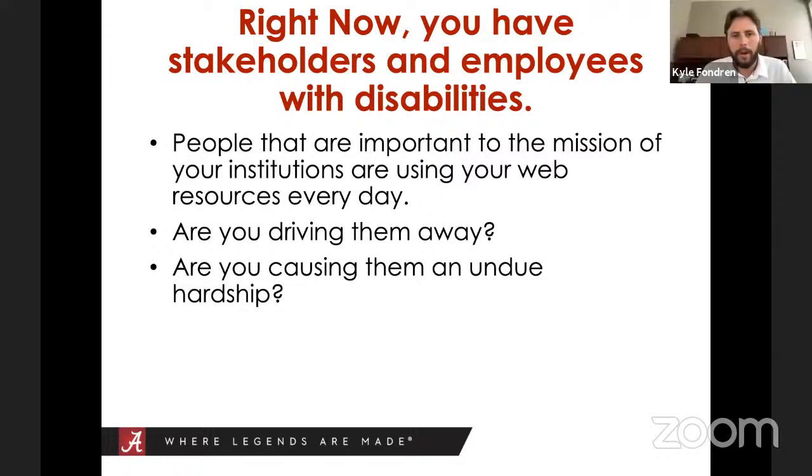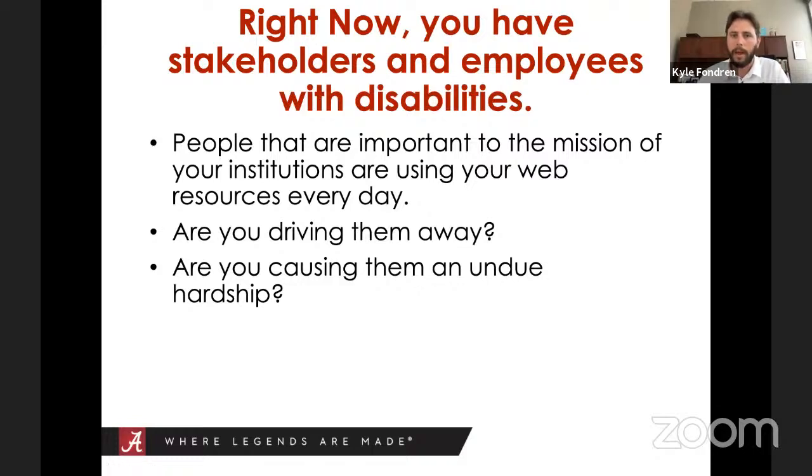So one thing I want you to think about right now is that you do have stakeholders, members of your key audiences out there, and employees at your institutions that you may have some sway over in the purchasing process. You may be buying those tools or resources for students or employees who have disabilities. All those are people that are really important to the mission of your institutions, and they're using your web resources and your business tools every day.